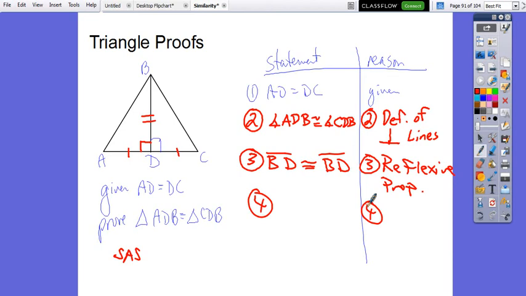All right, so number 4. Do we have enough information now to say that these two triangles are congruent? Do we have side angle side? Yes, we've done it. These sides are congruent, these angles are congruent, these sides are congruent. So now we've got enough to say the triangle ADB is congruent to triangle what? How would you state it? You said ADB is congruent to what? CDB. And that is by side angle side. That's it, you got it right. So that was pretty easy.